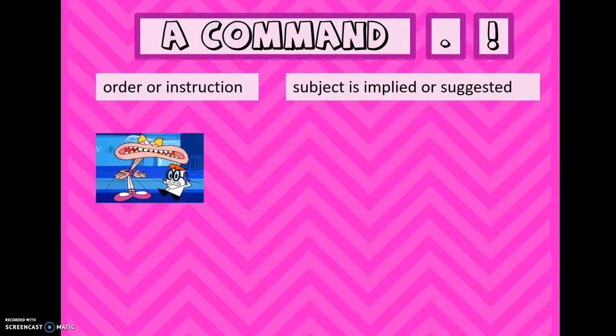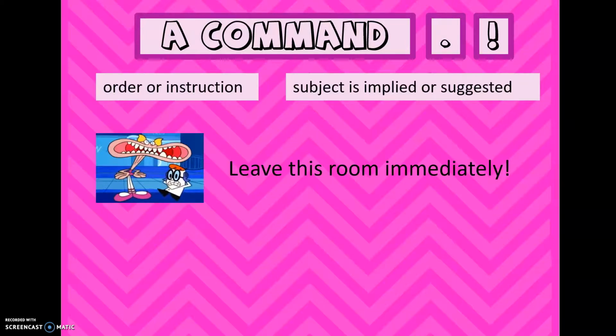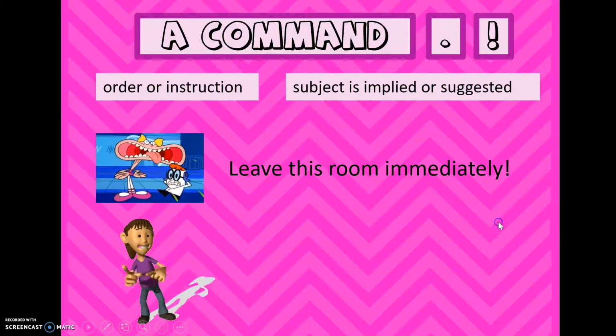Let's look at this picture. The girl is shouting, "Leave this room immediately." You see, she did not tell us who she's speaking to because it's implied that the person she's speaking to would have heard that it's them that must leave the room. So we do not have a subject often in commands. We can see she's shouting, so to show the tone of how she spoke, we've used the exclamation mark. Leave this room immediately, so we know it's been said with a loud tone.